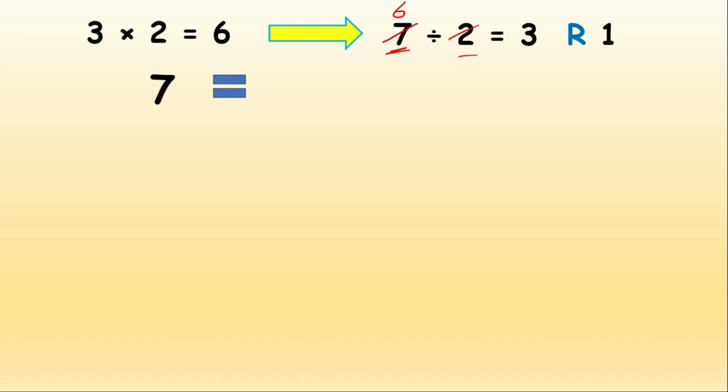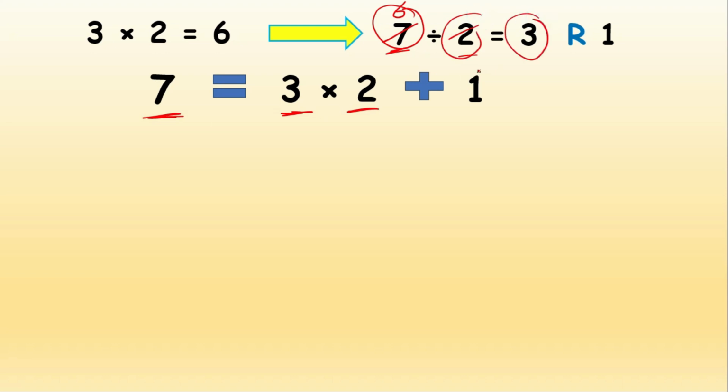Okay, so number 7 equals what? According to this relation, 7 equals 2 times 3, as 6 equals 2 times 3. So 7 equals 2 times 3 plus 1, or 3 times 2 plus 1. 1 is a remainder. Okay, so 7 is a dividend, and 3 and 2 are factors, plus 1 is the remainder.